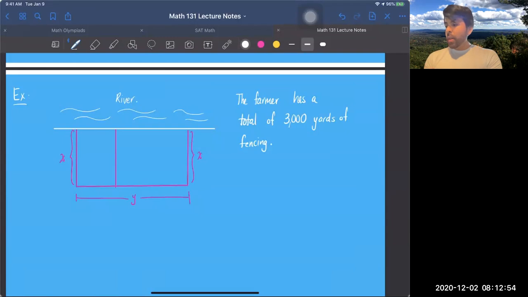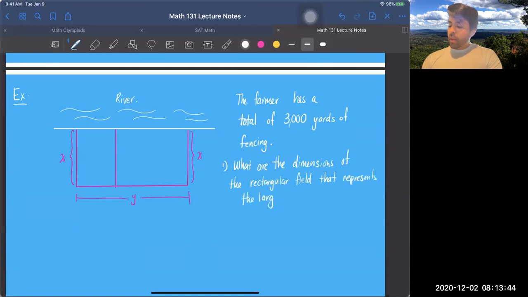So the question is, what are the dimensions of the rectangular field that represents the largest area? And the second thing is, what is the largest area?